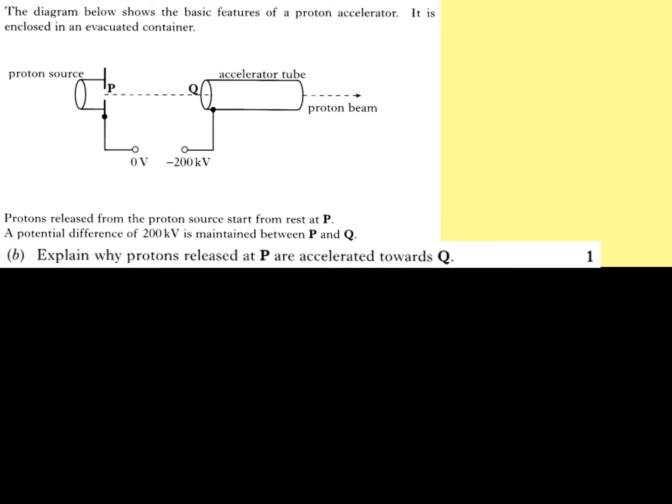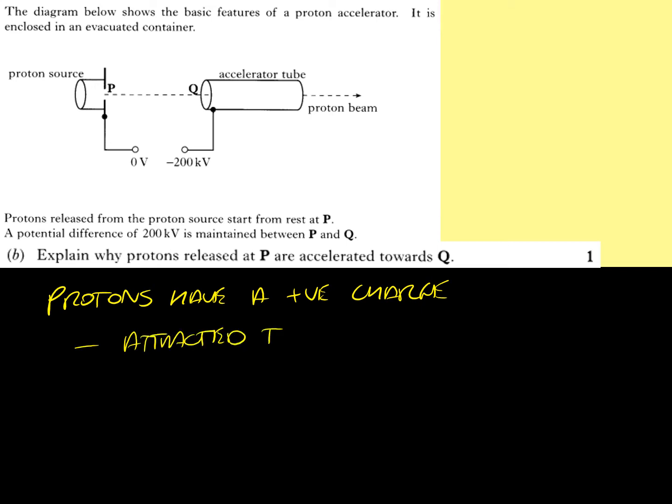In part B, we're asked to explain why protons released at point P are accelerated towards point Q. Well, there's a number of different answers here, but they all start basically at the same point in saying that protons have a positive charge. We could then simply say that they are attracted to the negative terminal, or the negative plate. We could also say that charged particles in the electric field experience a force. We could say that the positive charge moves within the direction of the field. But probably the most common answer would be this one here, that the protons are attracted to the negative terminal of the accelerator.